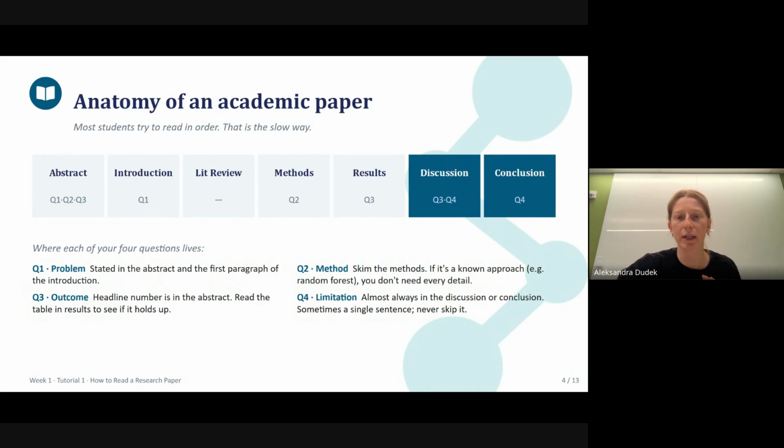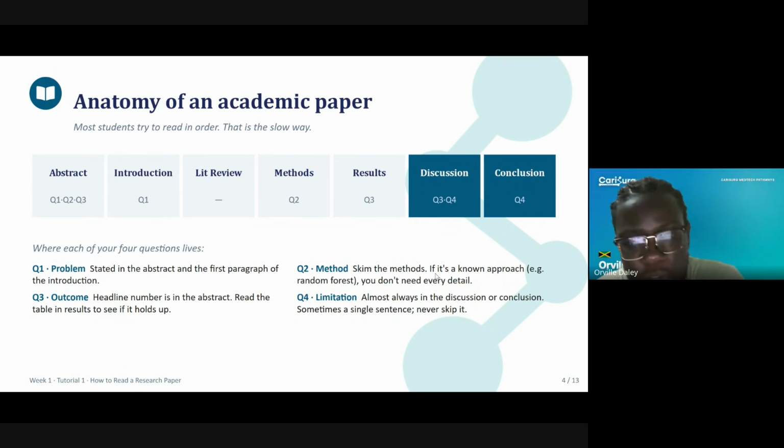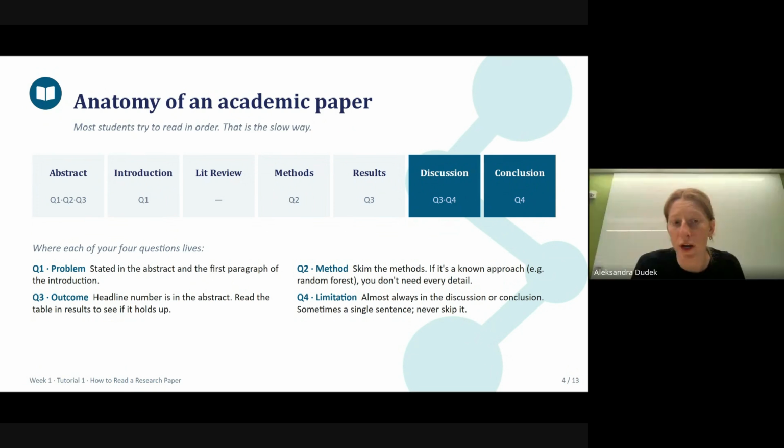Does anyone have an idea? I assume you'd want to read the abstract first. Yeah, you want to read the abstract, right? Because it'll give you an answer to questions 1, 2, and 3, hopefully. That's what a good abstract should do. What are we then missing an answer to?